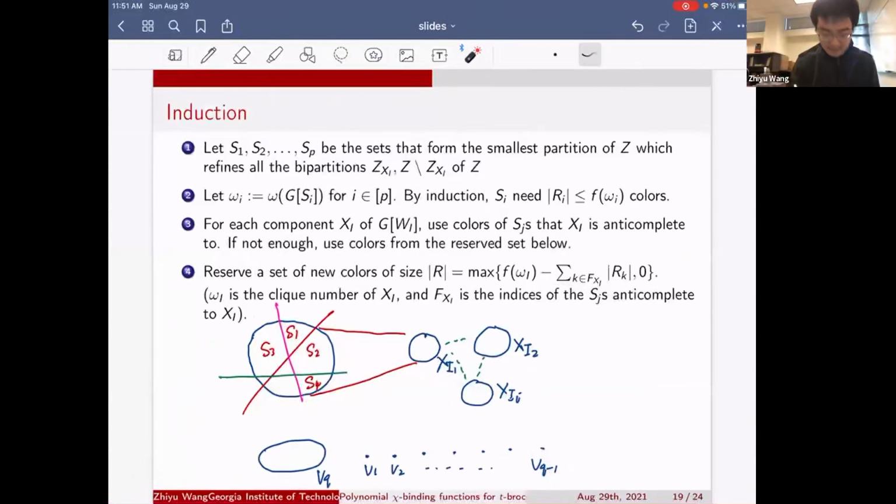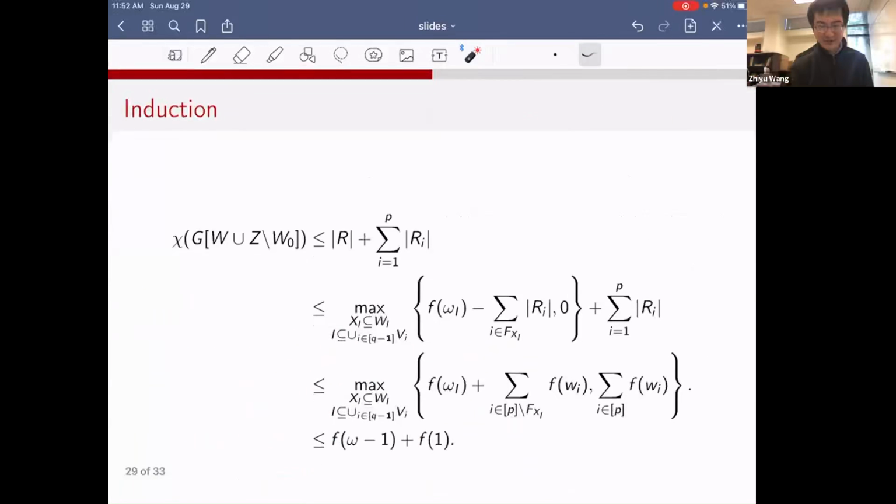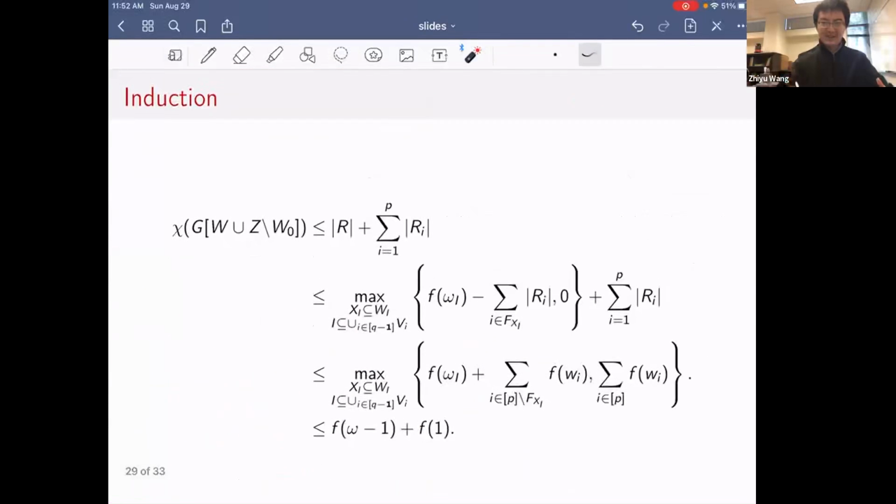Let omega i denote the clique number here, and for each component we also use omega I, capital I, to denote its clique number. The idea is that we color all of these, say by induction, using at most f of omega i colors each. And for the remaining component that is connected to something, we just use the colors that are not connected to color this component.